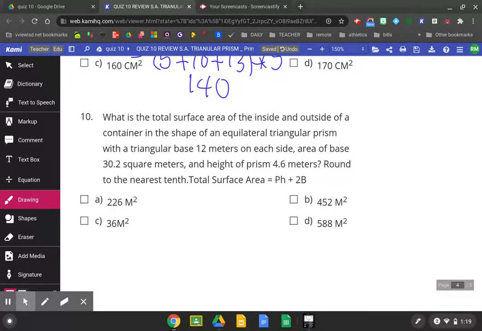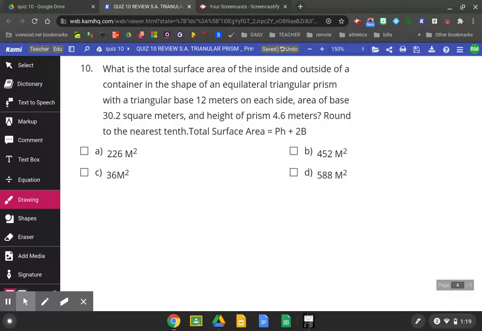Last one. What is the total surface area of the inside and outside of a container in the shape of an equilateral triangular prism with a triangular base? They gave you the base of 12 on each side. Area of the base, so they already gave you big B. It's 30.2 square meters, and the height of the prism is 4.6. Round to the nearest 10th. They gave you a lot of information here. Let's go ahead and do this.